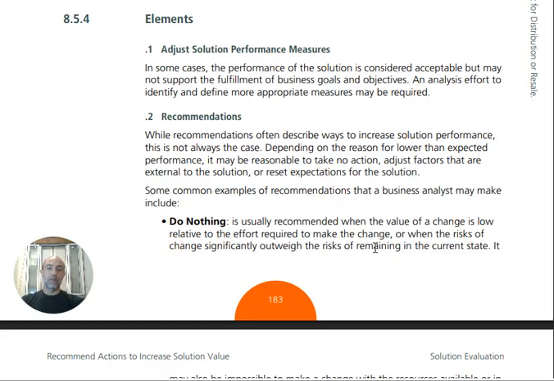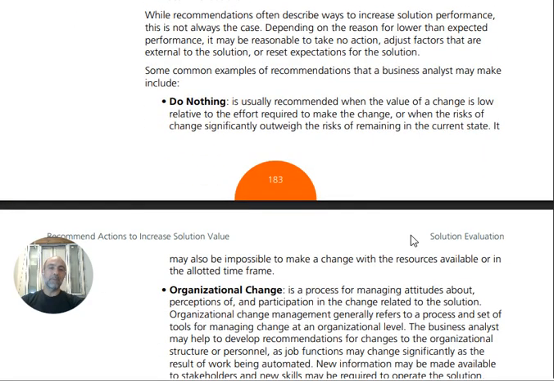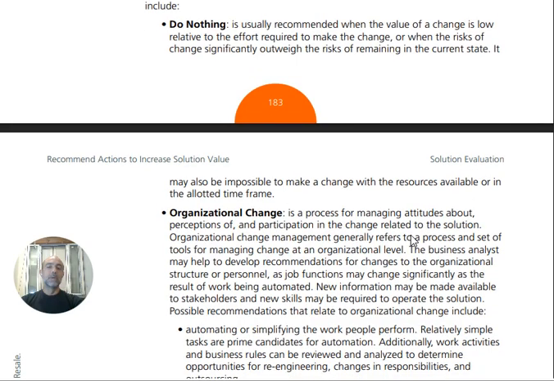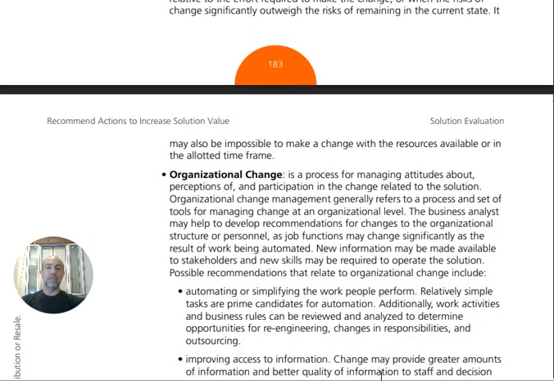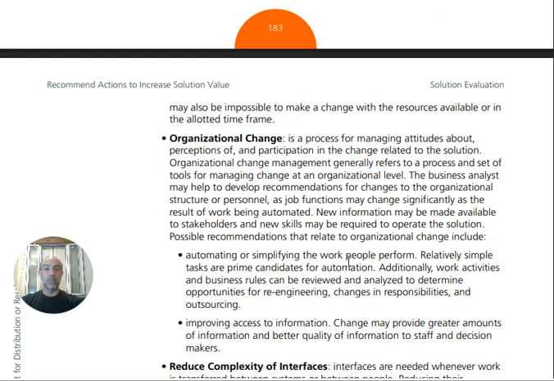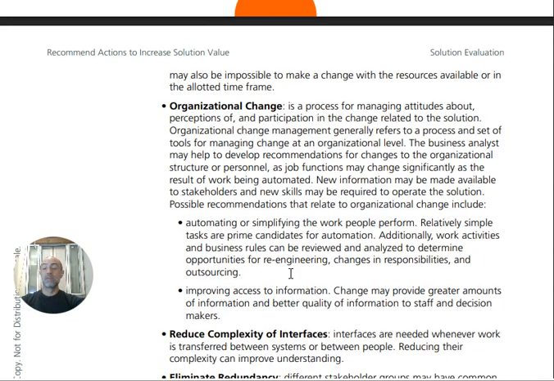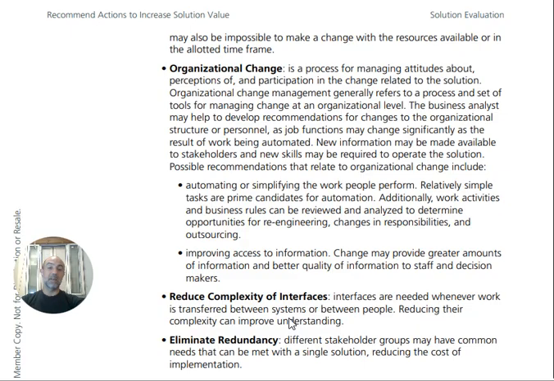Recommendations, this is what you have to write about. Some common examples: do nothing. Recommended when the value of change is low, right? Like, a solution does not really impact, so why would we do something? Or organizational change, which means revamping the entire organization, automating or simplifying the work people perform, improving access to information. Organizational change management generally refers to a process and set of tools for managing change at an organizational level. The business analyst may help to develop recommendations for changes to the organizational structure or personnel, as job functions may change significantly as the result of work being automated.